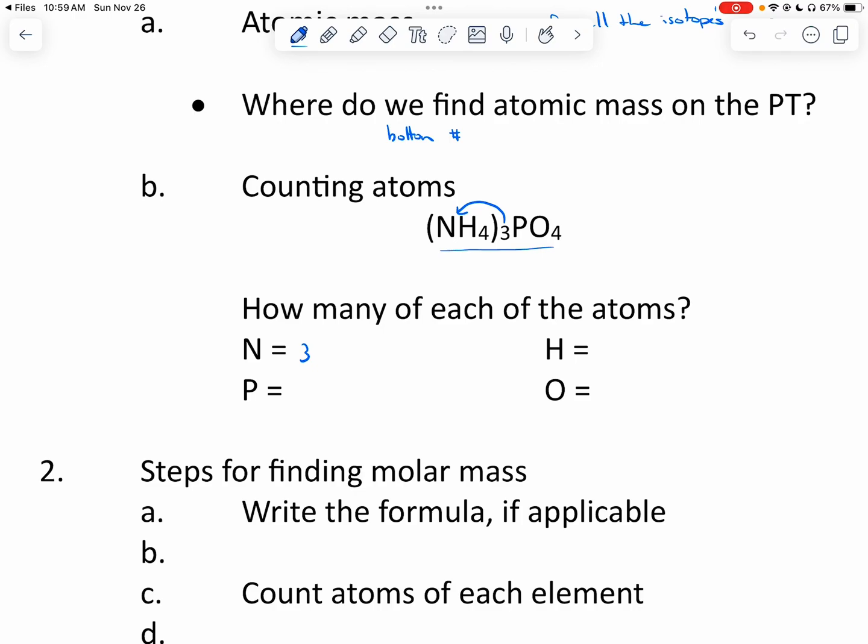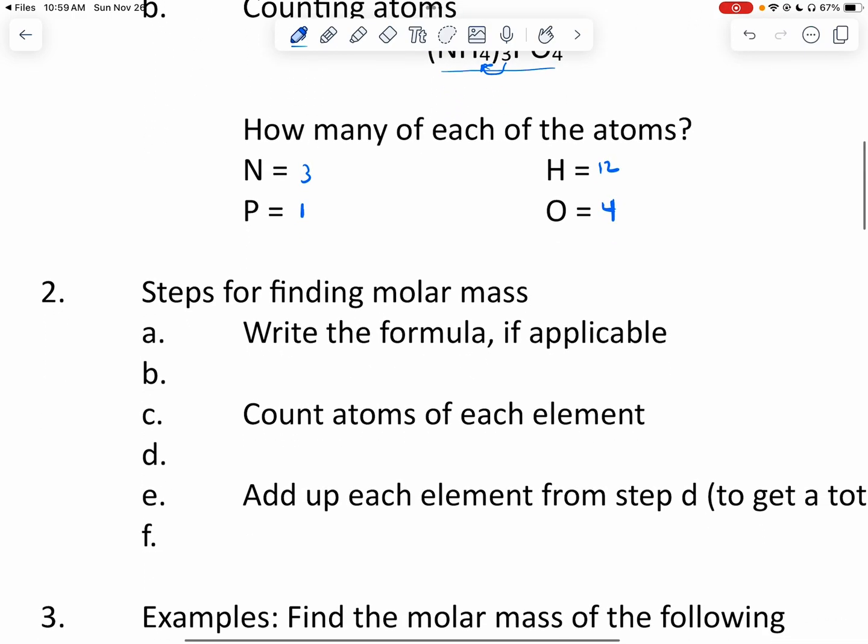So 3 times 1 is 3. If we move next to H, 3 times 4 is 12. So we have 12 H's. Hopefully you're following along with this and you're like, yep, this is super easy. Let's keep moving. So then we look at P. We have 1 phosphorus and we have 4 O's. Awesome. So let's take this into how do we do this?